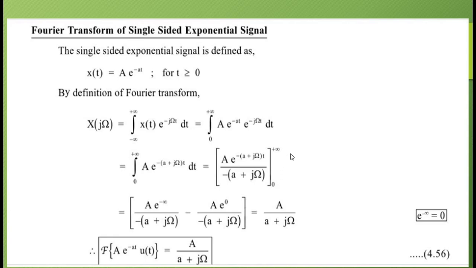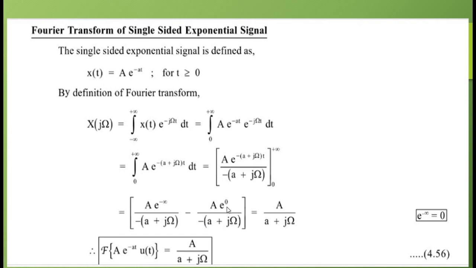Now let us substitute the limit values: upper limit minus the lower limit. In place of t, you have to substitute infinity and 0 because we have made this integration with respect to time. So wherever you have t, you will have to substitute the upper limit and the lower limit. So a e power minus infinity, which is the upper limit, divided by minus of a plus j omega, minus the lower limit. A e power 0 is the lower limit, so a e power 0 by minus of a plus j omega.